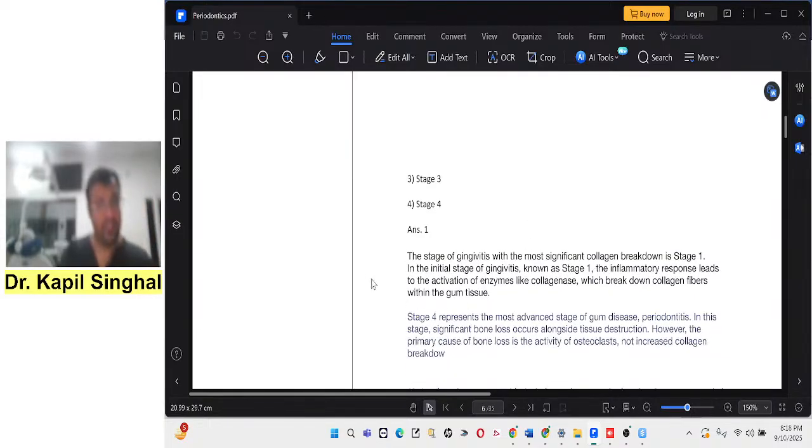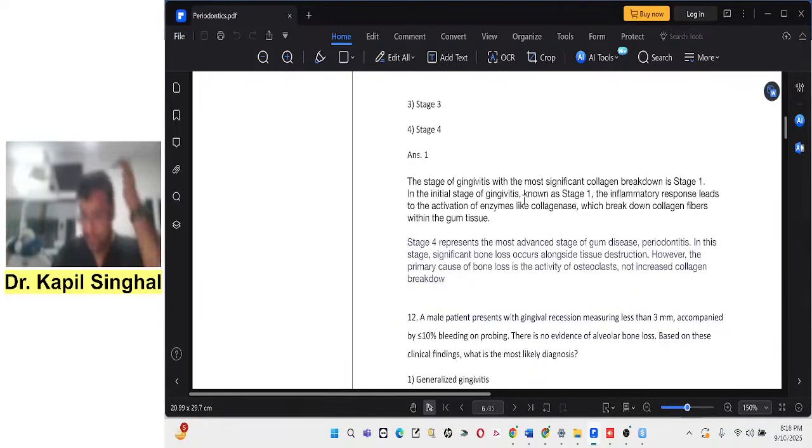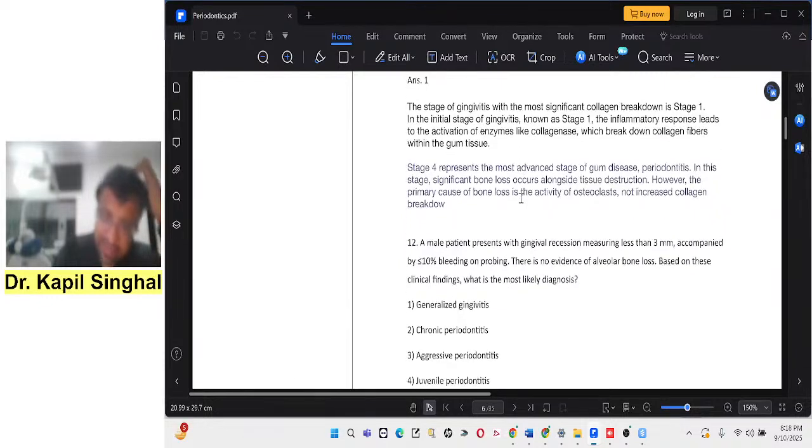Though stage 4 is a more advanced stage of gum disease, the bone loss there is due to osteoclasts, not due to increased collagen breakdown. Collagen breakdown is in stage 1 of gingivitis. Very important. In many places the answer to this is given wrongly, so please remember this. Okay, next question.